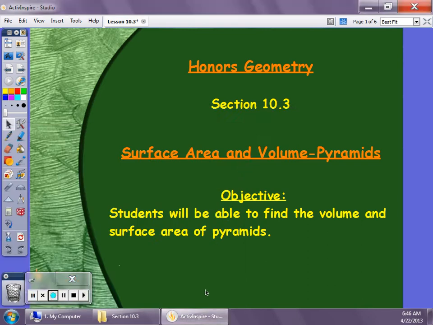This honors geometry lesson is on section 10.3, the surface area and volume of pyramids. The objective is that students will be able to find the volume and surface area of all pyramids.